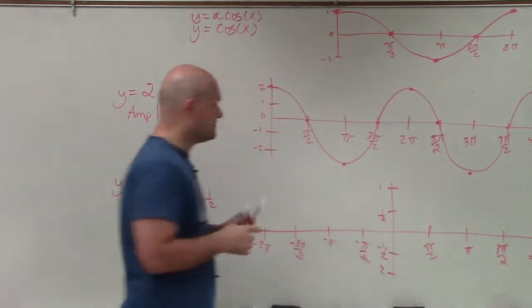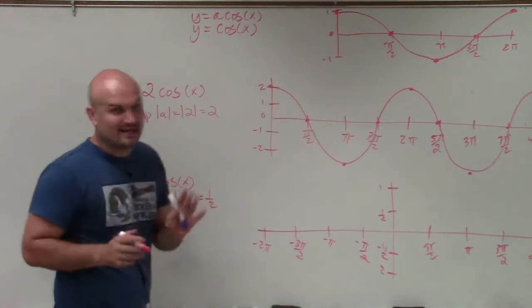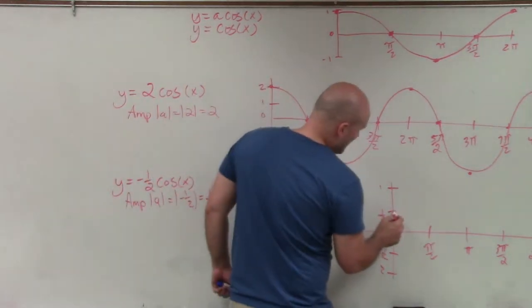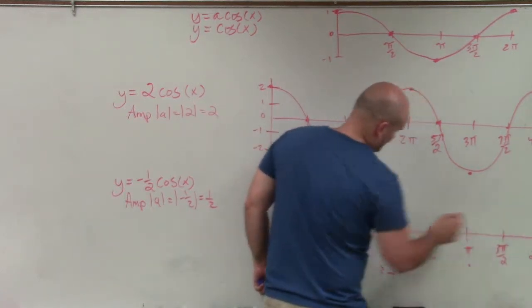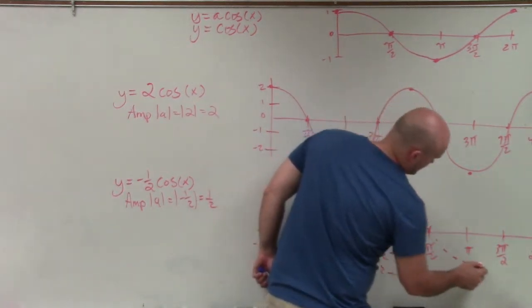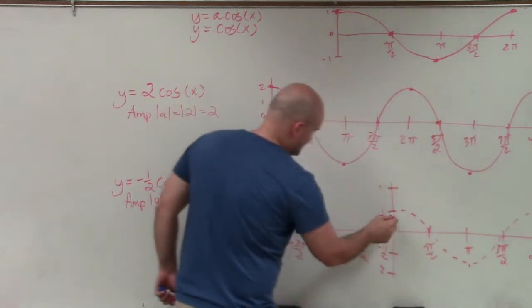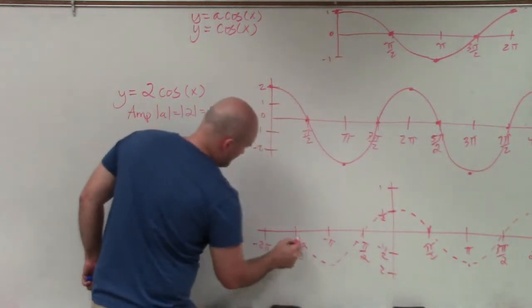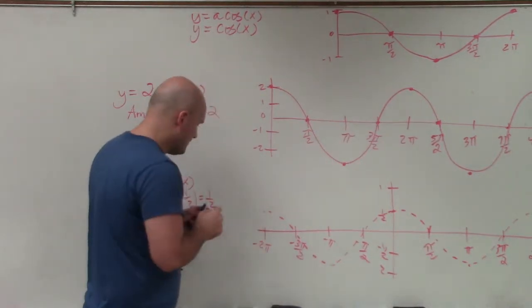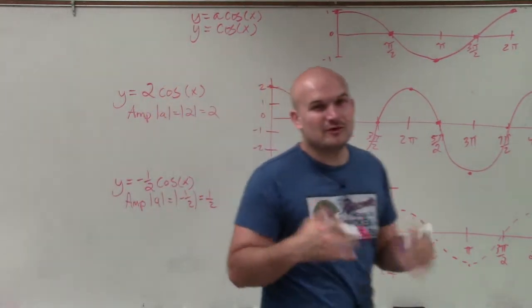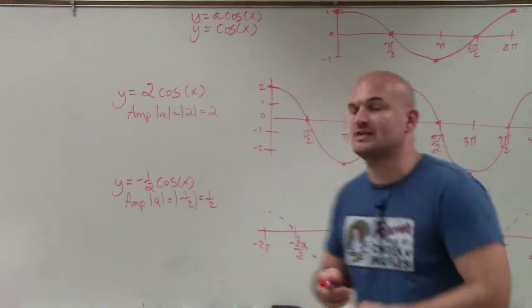So what I'm going to do is just sketch this, forgetting about the negative for a second, and just sketching it how I would know the graph would look like. Boom, boom, boom, boom, boom. So the graph will look like this. Right? Well, now, that negative 1/2 actually reflects the graph over the x-axis.